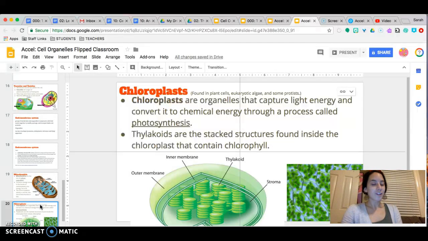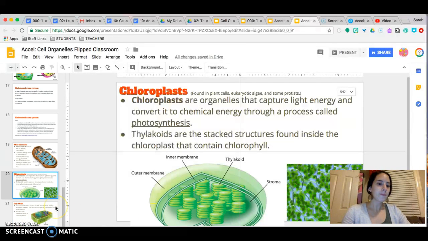And then we have thylakoids, which are stacked structures. They actually look like this. They're little stacks, like little pancakes stacked together. And they are found inside the chloroplast, and they contain chlorophyll. And this all helps out with our photosynthesis. And again, only found in plant cells. Think of it, they are actually this green. So think of plants, green.